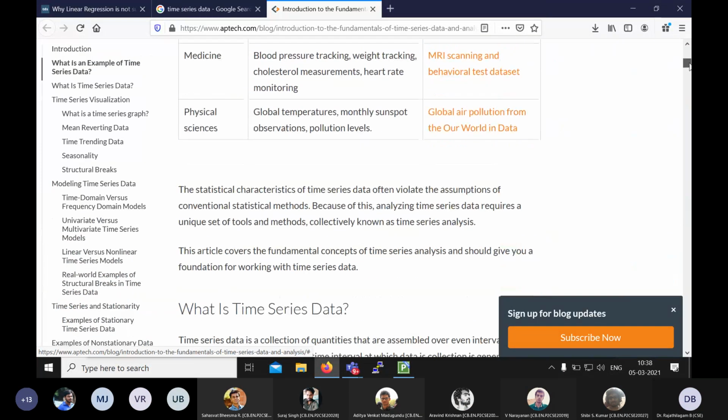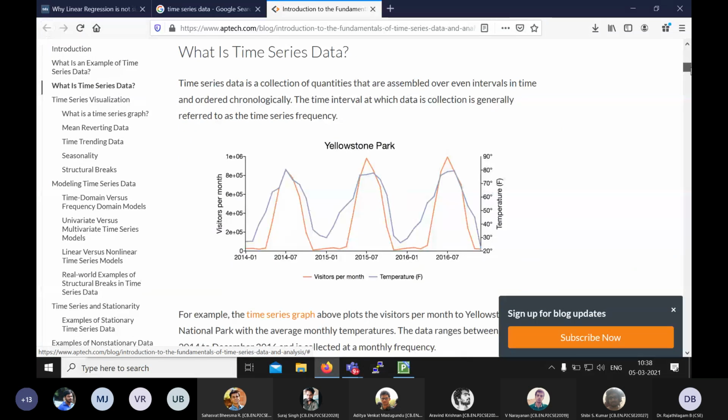Okay. Now looking at time series data, you can see here the number of visitors per month as well as the temperature over time. This data is from the first month of 2014, the seventh month of 2014, the first month of 2015. So monthly data has been marked as data points.